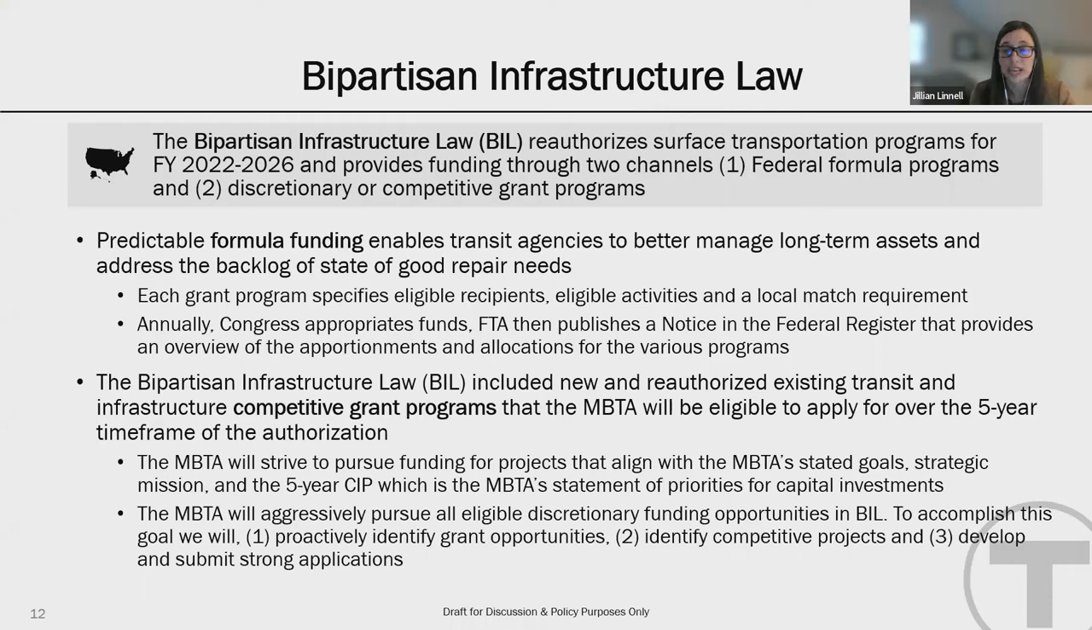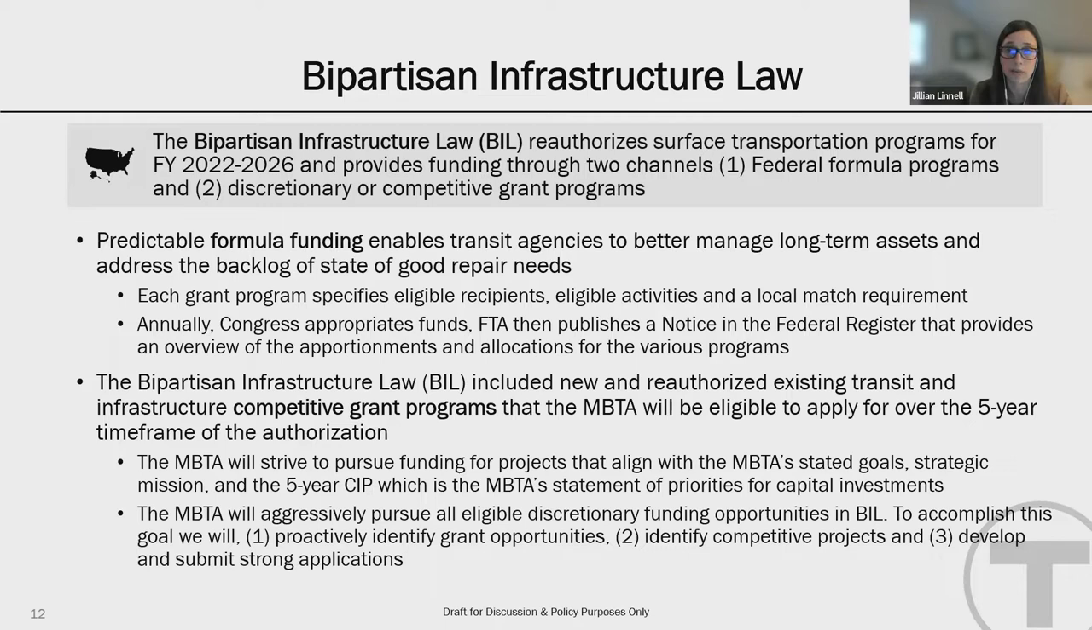Looking a little bit more closely at sources, I will take a moment and address the new Federal Transportation Authorization Bill, which was signed into law on November 15, 2021. The Bipartisan Infrastructure Law, or BIL for short, reauthorized surface transportation programs for federal fiscal years 22 through 26 and provides capital funding to public transit through two channels. The first is federal formula programs, and second are discretionary or competitive grant programs.